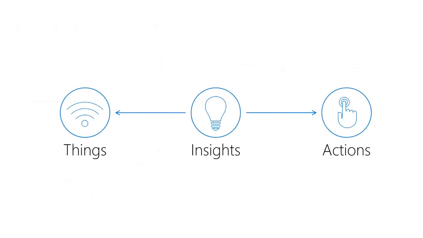Okay, so before we even get started, let's just level set with the IoT applications and the core 3 elements of an IoT application: things, insights, and actions. Things, of course, is the devices that are sending that data that generates the insights. Those insights are extremely important because these insights then generate actions.